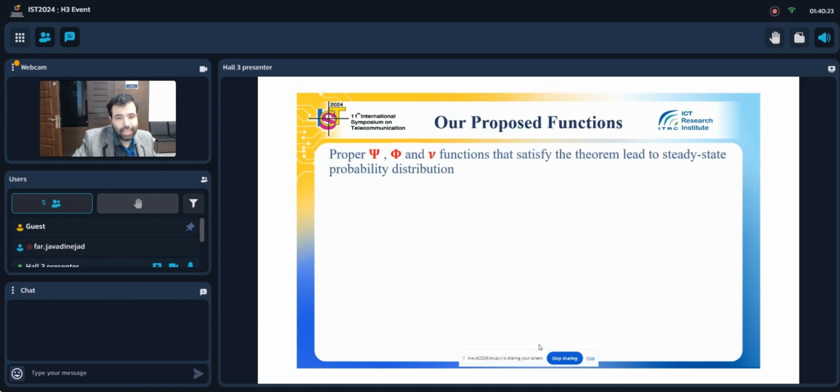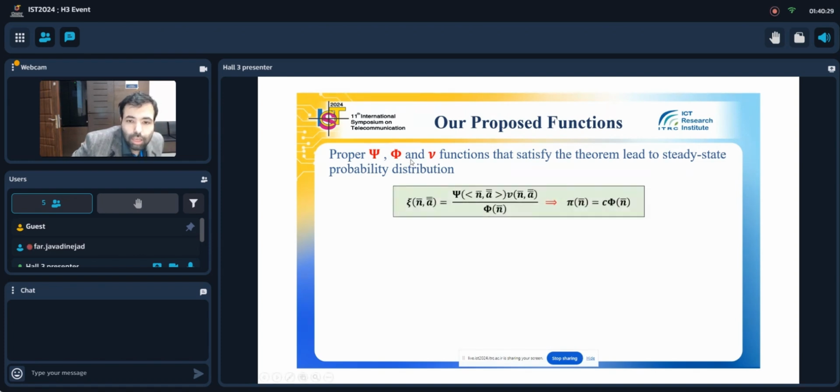So to put in a recap, if I introduce a proper phi and nu in such a way that this movement rate, this xi function for any pairs of n and a, satisfy this fraction, we can achieve the pi function which we really need.